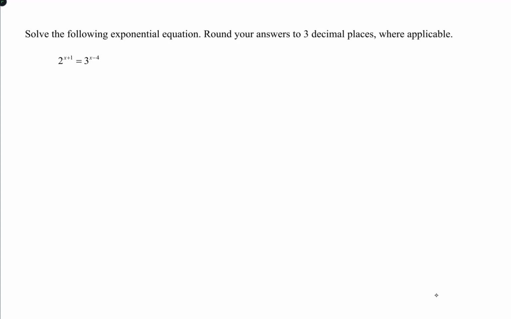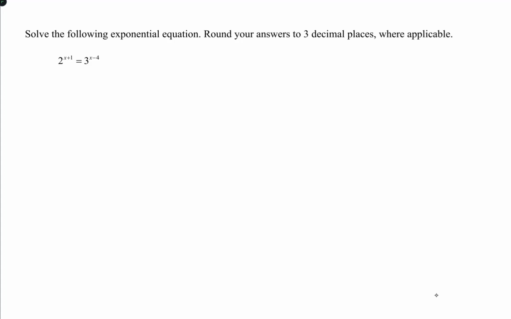Now, if it were possible to rewrite one of the exponential expressions, or both of them, so that we could get the same base on each side, that would be the best way, because then we could solve this by dropping the bases and solving only the exponents. But since that's not possible, we need to change into logarithms.